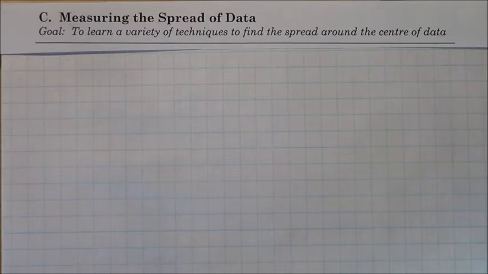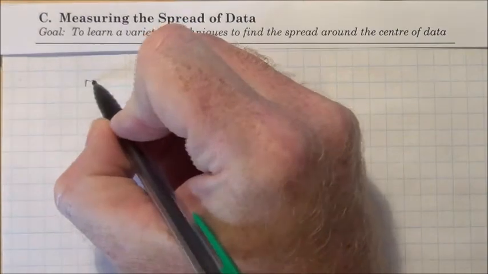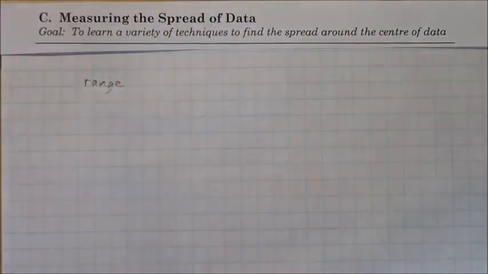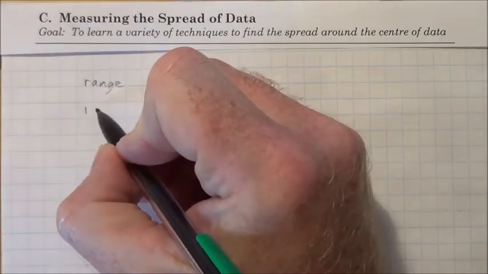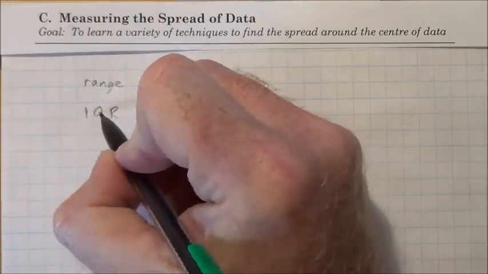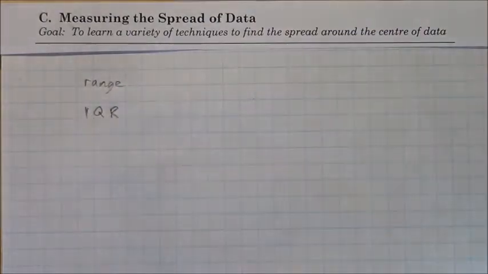Okay, so what we basically are going to be looking for here is, like I mentioned, the spread of the data, and we want to see how the data is distributed around the center. So we're going to be looking at range. That's one of the things we're going to be looking at. We're going to be looking at the interquartile range, shortened to IQR, just for reference. And in the next couple of days we'll look at variance and standard deviation.